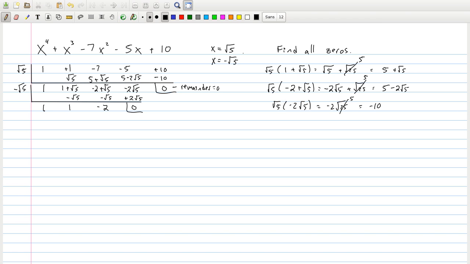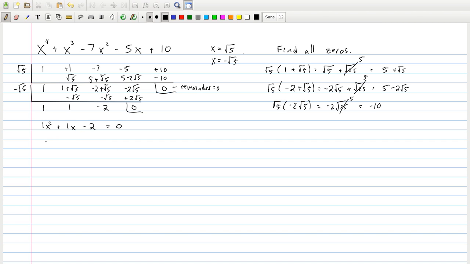Well, to get the degree of this, the original polynomial was degree 4. So after our first successful synthetic division, that knocked this polynomial down to degree 3. After our next successful synthetic division, it knocked the degree down again to x squared. So this leaves us with 1x squared plus 1x minus 2. Since we want to find all the zeros of this, we'll set this equal to 0.